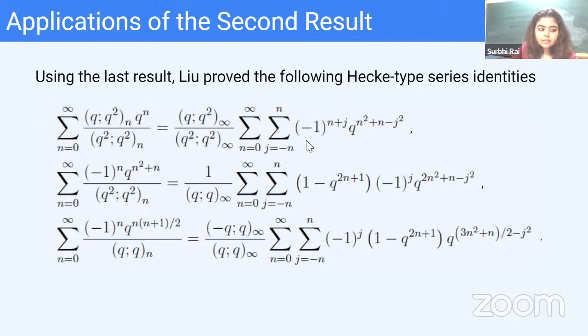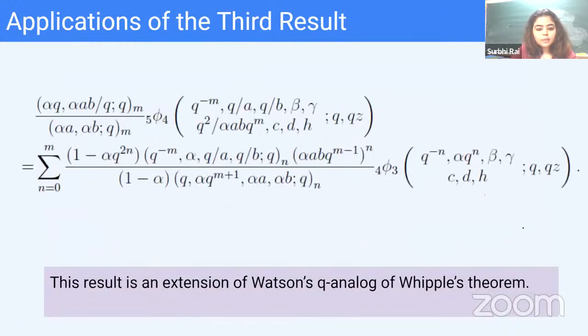The summand is such that it contains a term (-1) raised to some linear function of the summation indices. For instance, here it's n plus j, and q is raised to the sum of a linear and quadratic function of the summation indices, as we can see. So using the second result, Liu has derived a multitude of Hickey type series identities.